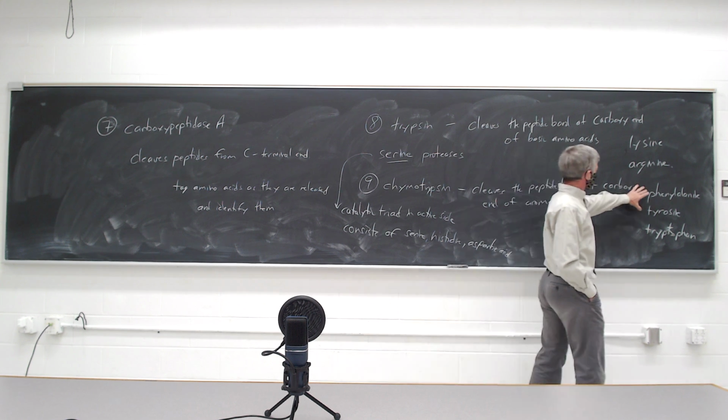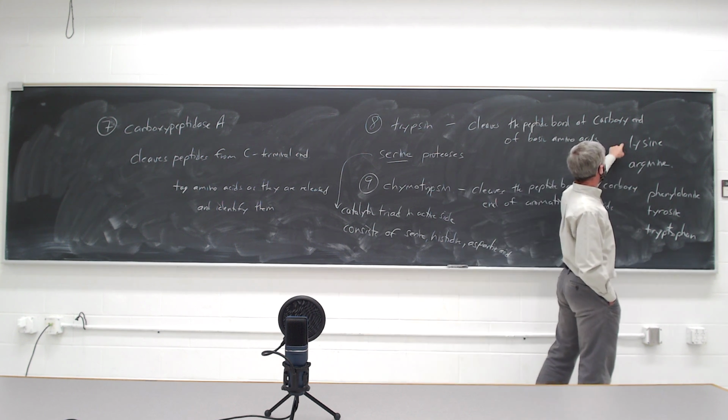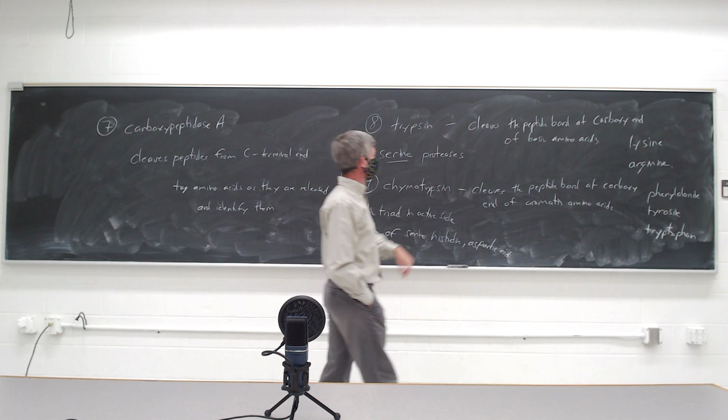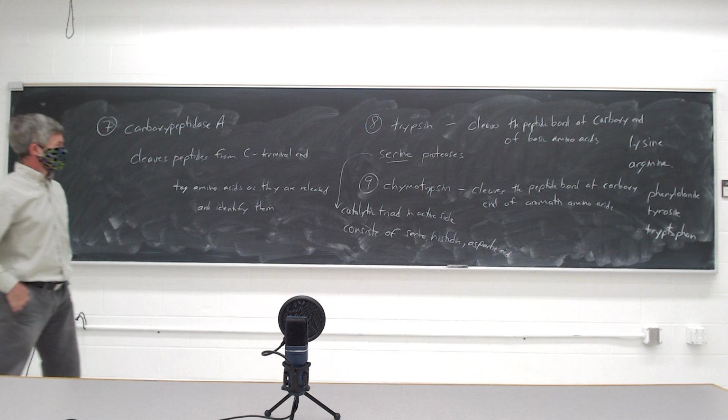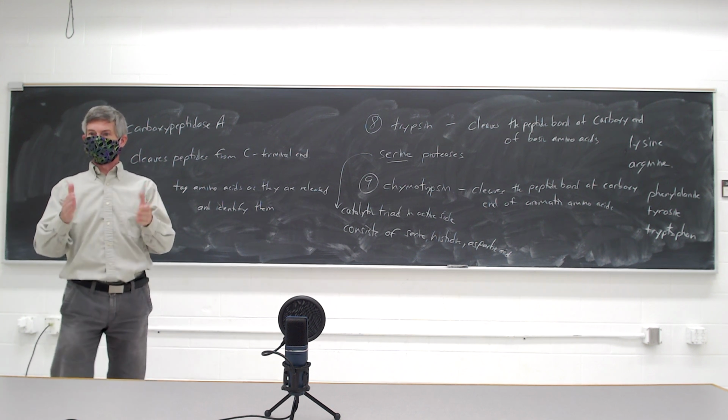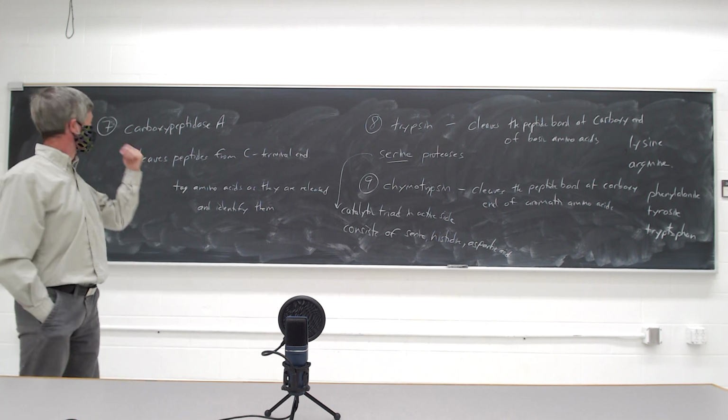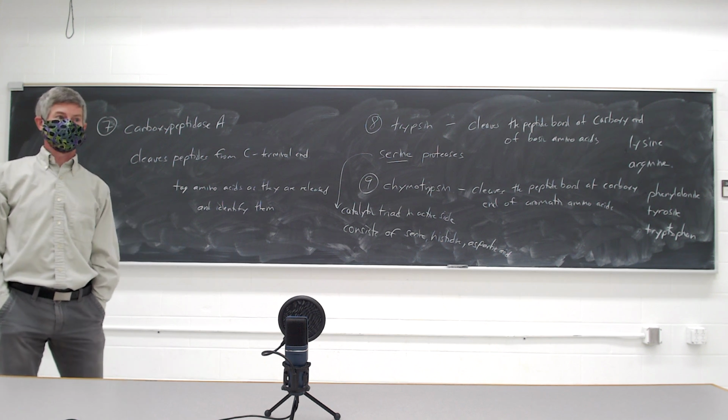So phenylalanine, tyrosine, and tryptophan for chymotrypsin, lysine, and arginine, basic side chains for the trypsin, aromatic side chains for the chymotrypsin. That's a way of breaking up a big peptide into shorter peptides, and then you sequence the shorter ones using the reagents that we talked about before.